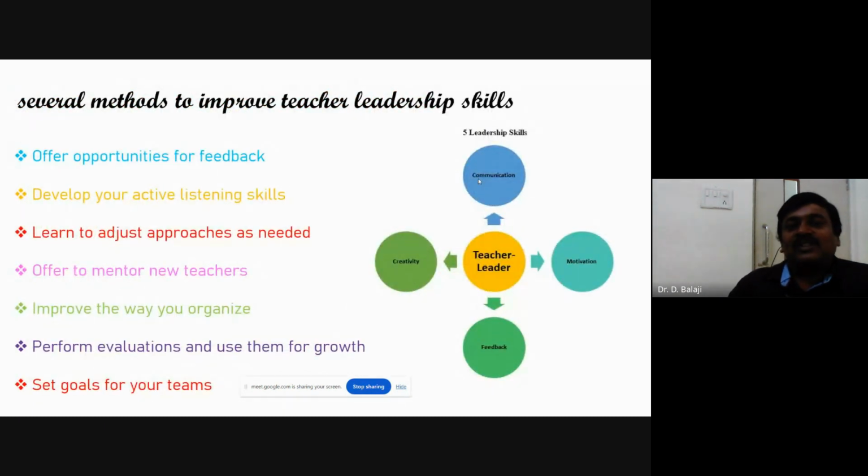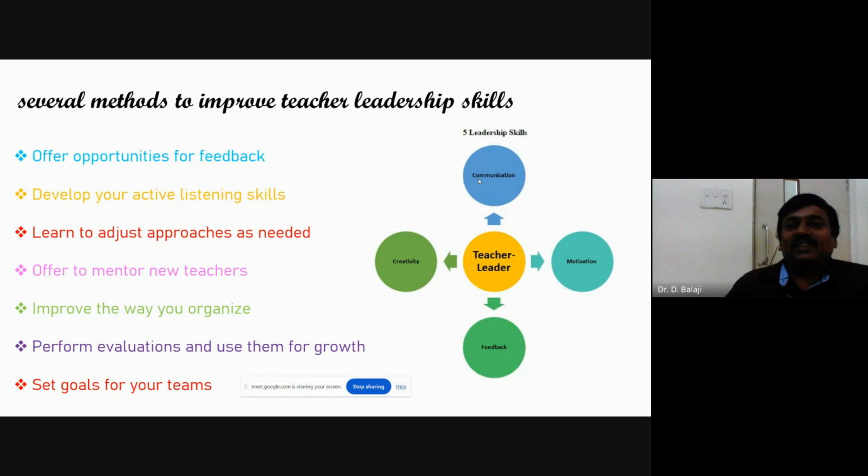Next, what are the methods to improve teacher leadership skills? Offer opportunities for feedback. Tell them to say whatever they want about you, then change according to their expectations. Being a leader, you should possess this quality: give the opportunity to give feedback. If you are not giving an opportunity, they won't tell you what mistakes you made. Then how can you change and how will you become a leader? It is not possible. So give others the opportunity to give feedback.